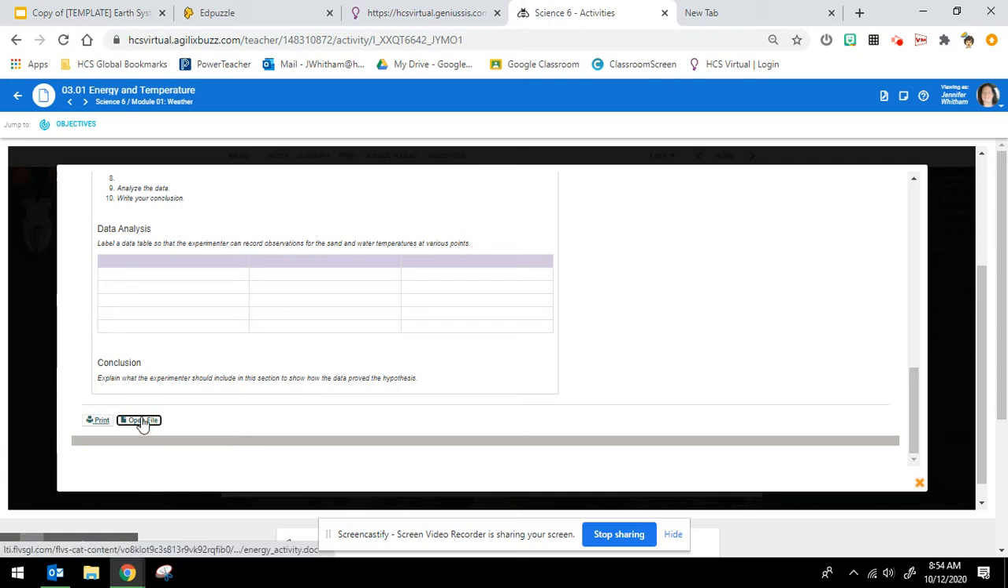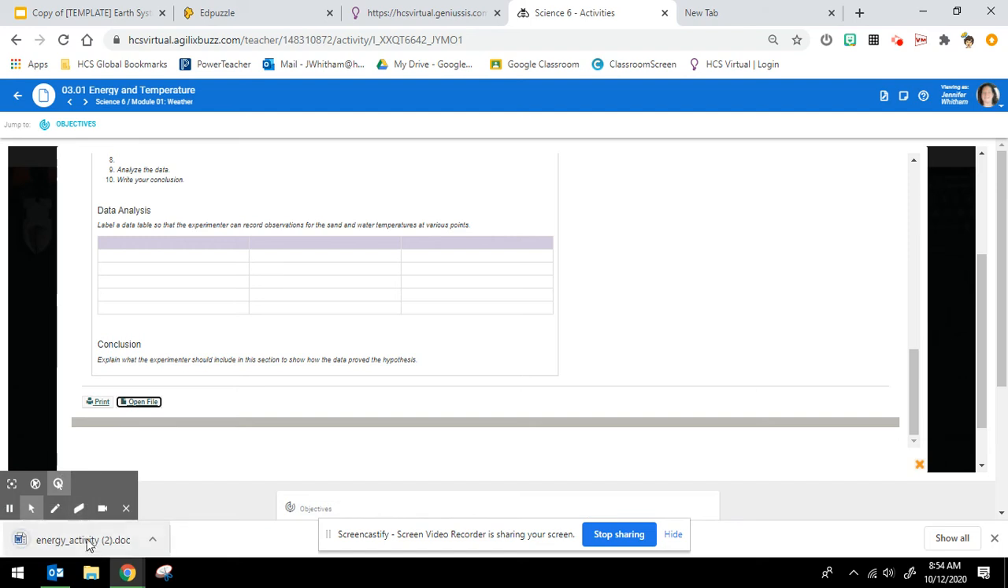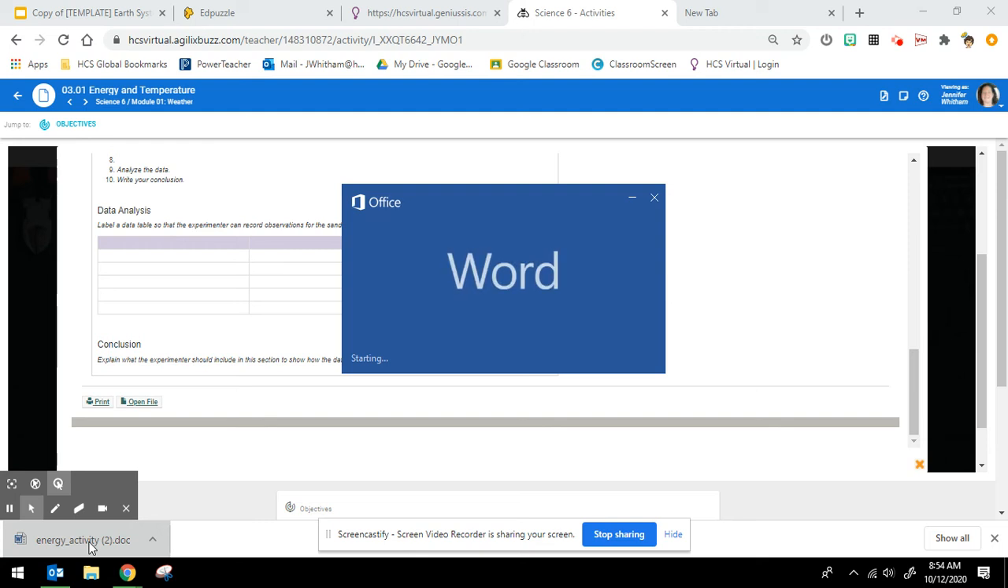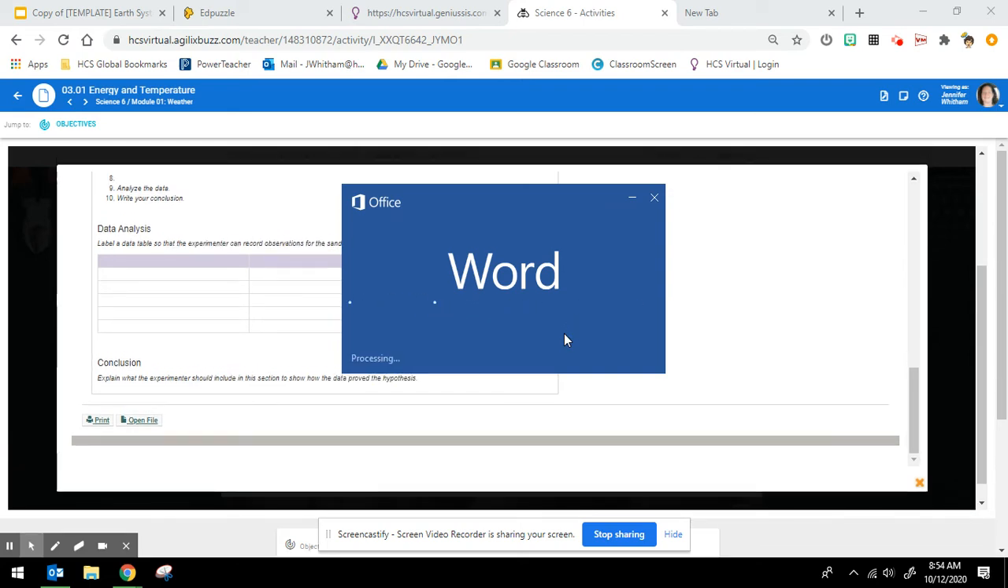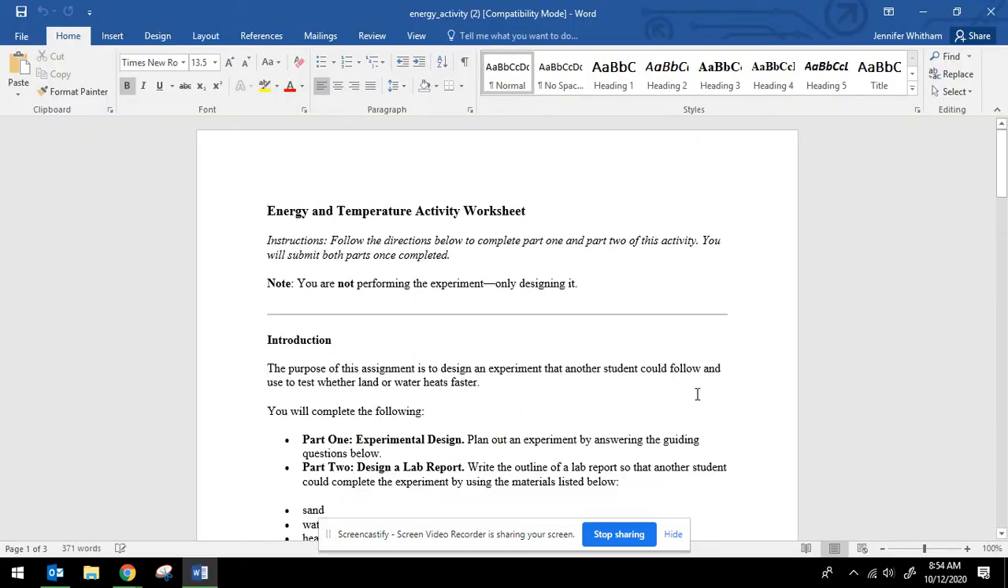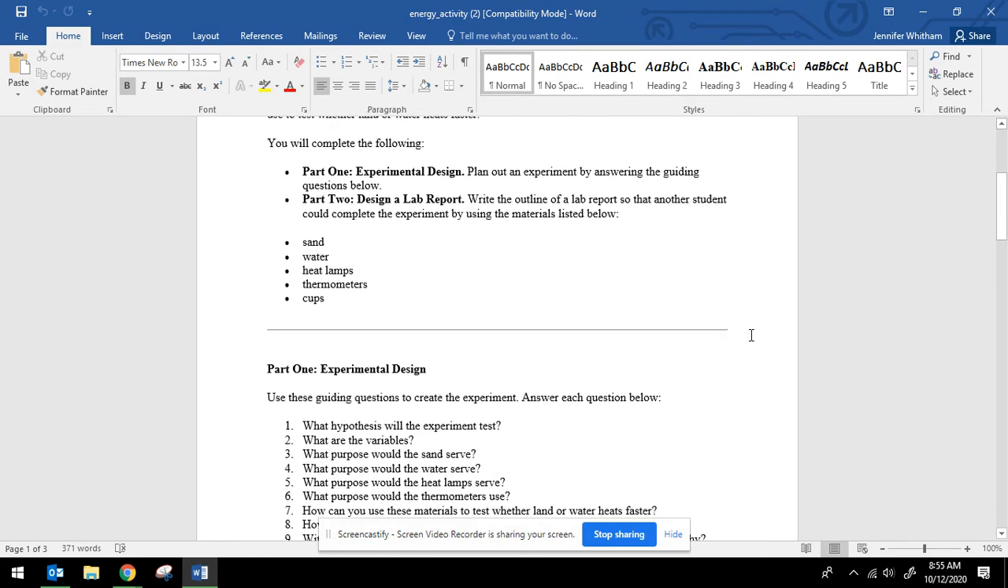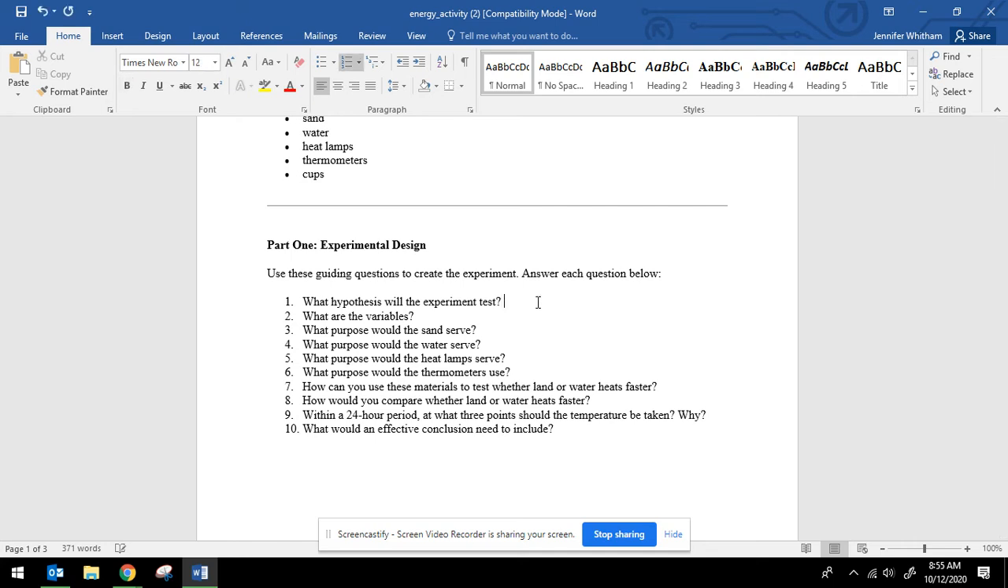You can always open this file to your computer, and that way you can show your work on a document. Don't forget that if you share that document in your Google folder for science, then I can automatically see it. If you don't share it with me and you try to upload it into the submission section, I can't grade it. Okay, so here's the activity worksheet for you to do. You can print it from home and write on it directly. You can answer the questions on here.